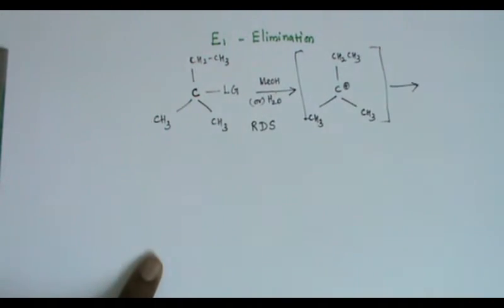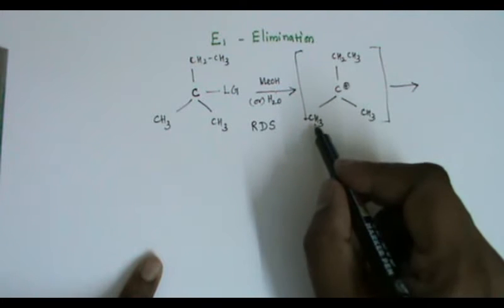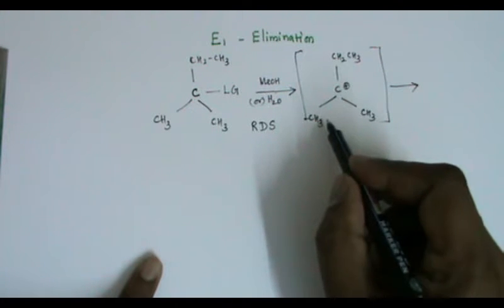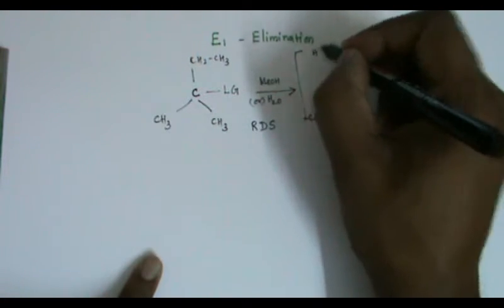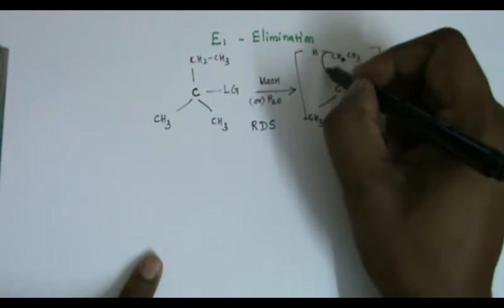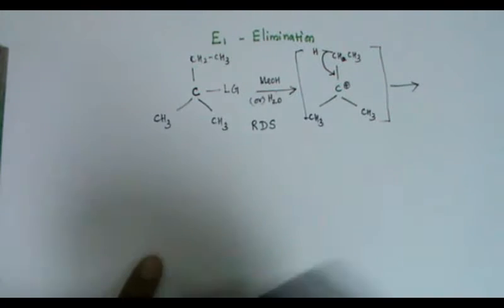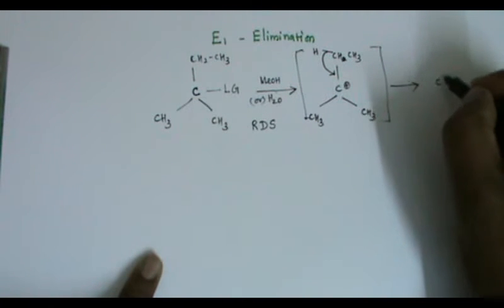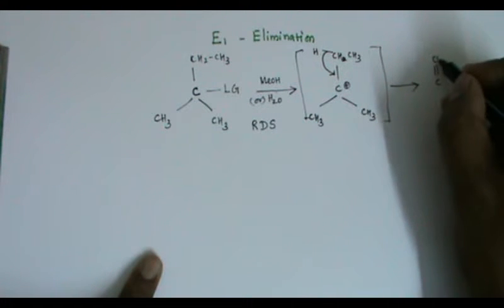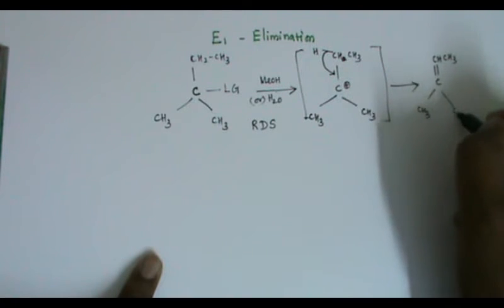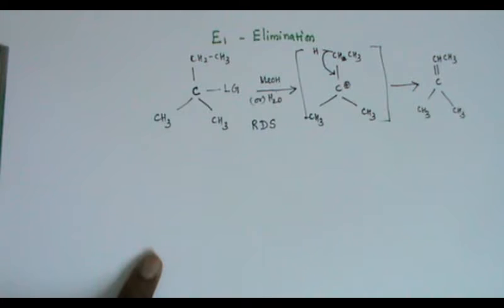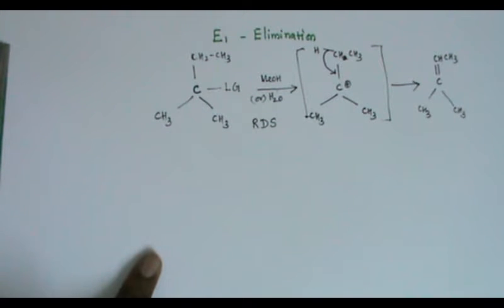Then the hydrogen on the next carbon is getting eliminated. For example, I go for this hydrogen. So this bond falls here to give the product. So this is the E1 mechanism.